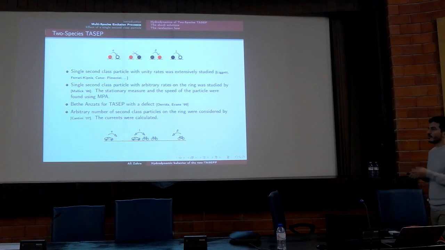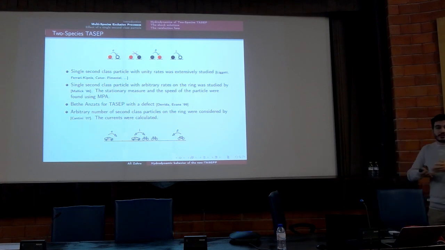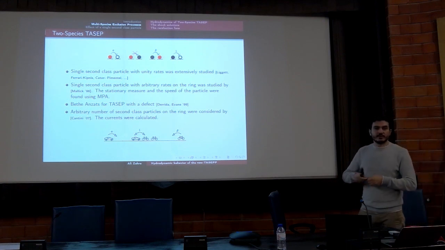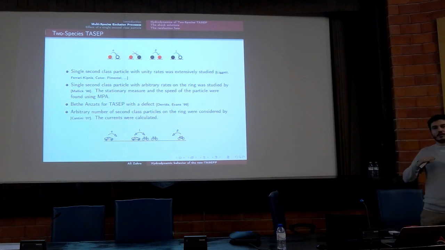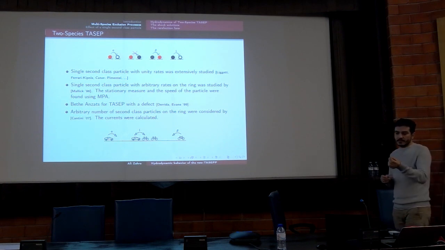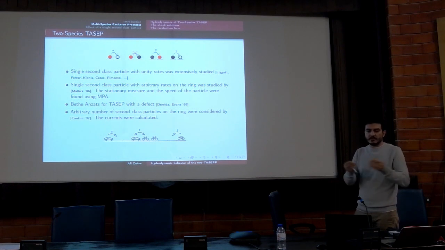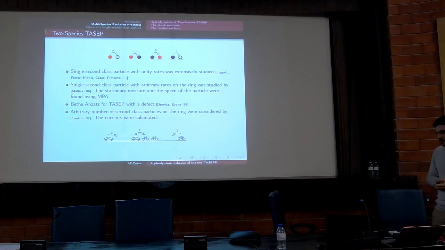Okay, if we just have a single second class particle with unit rate, this has been introduced almost since TASEP, and has many interesting properties. For instance, it follows the movement of the characteristics, and if you put it in an initial step profile, then it will have a deterministic speed drawn from a uniform distribution, as was shown by Ferrari and Kipnis.